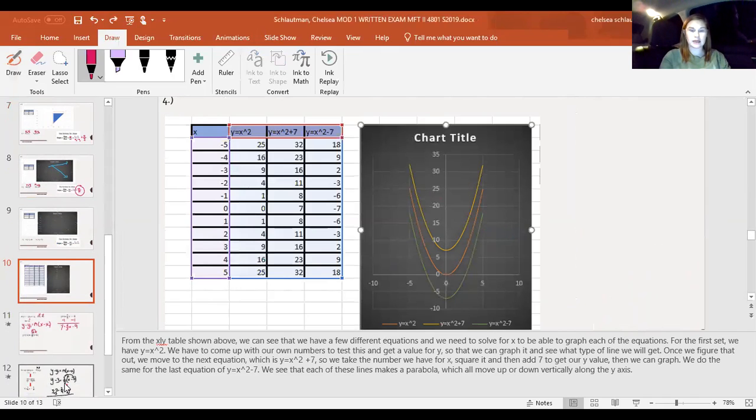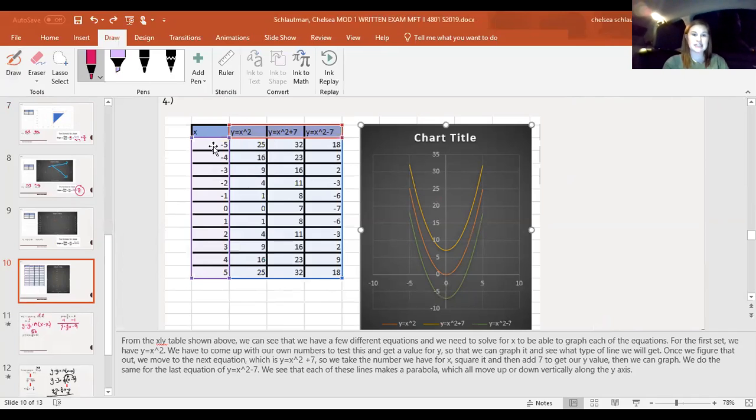And then lastly, we're going to look here at number 4. It looks a little confusing with all these numbers plugged into this chart, but again, Excel does the math for us. It makes it super, super easy. But first, we're going to pick a few different points to plug into our table, and then we're going to plug those into the equations given, which I have listed here: y equals x to the second power, y equals x squared plus 7, and y equals x squared minus 7.